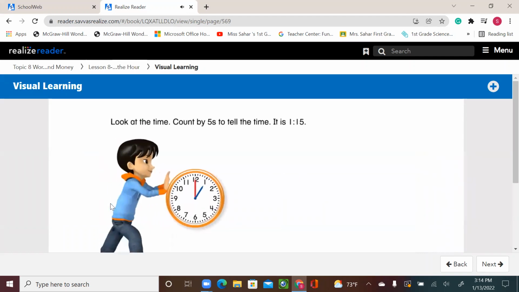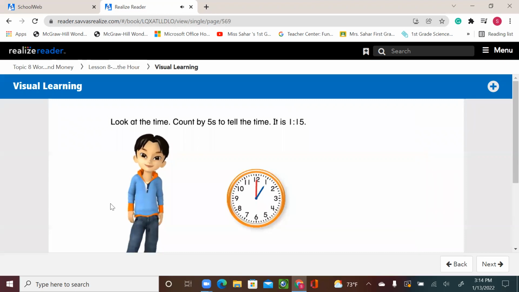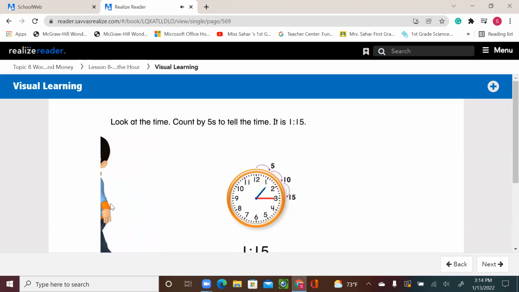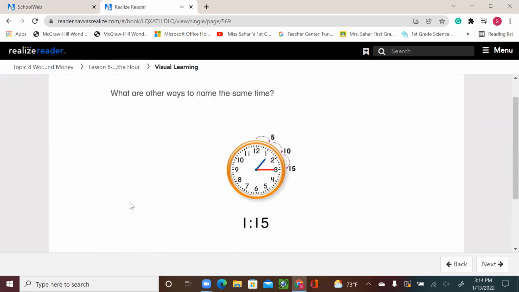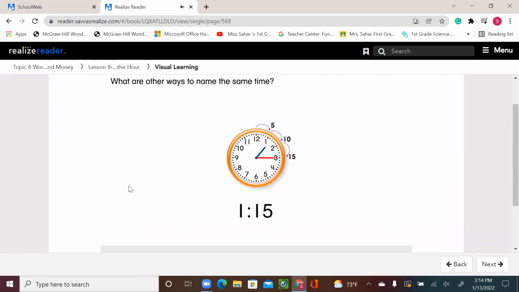Look at the time. Count by fives to tell the time. It is 1:15. What are other ways to name the same time? It is 15 minutes after 1, or 1:15. The clock shows 1:30. It is 30 minutes after 1, or 1:30.